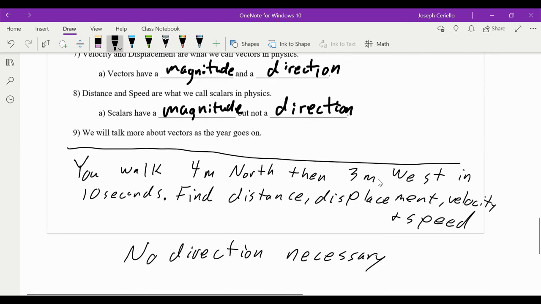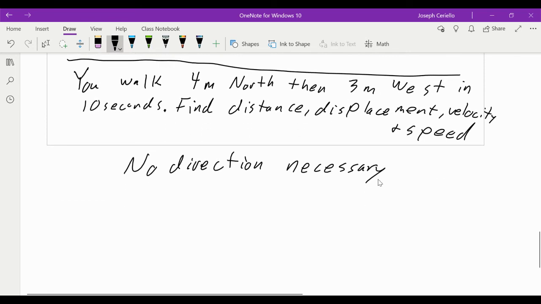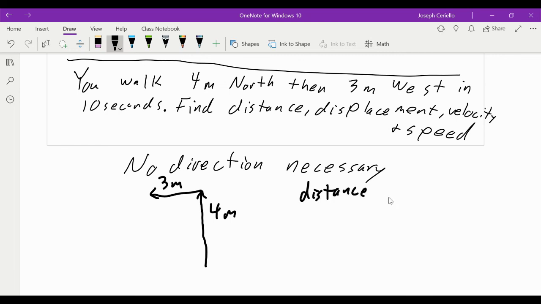Here's an exit ticket if your class got to this. Not every class got to this. It says you walk 4 meters north, then 3 meters west in 10 seconds. Find the distance, displacement, velocity, and speed. So if you had done this one, even if you didn't, you should still check it out. This is 4 meters. This is 3 meters. These should be straight lines. Okay, so your distance right away, that's an easy one. You don't even have to really draw it out for that. That's 7 meters.